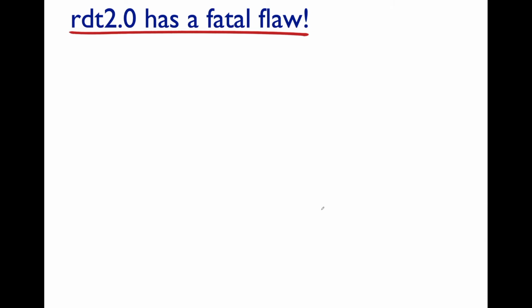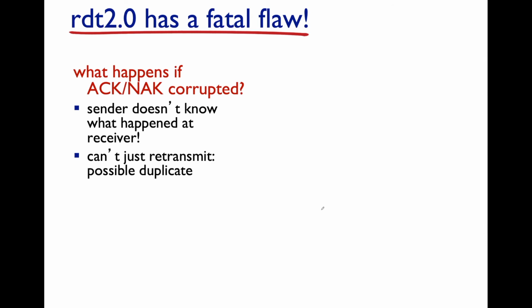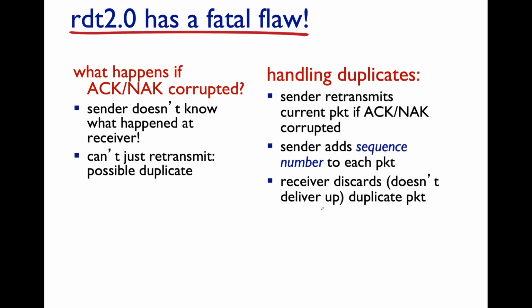And so we said that you can have corruption. Now, if you can have corruption in the message on the forward path from the sender to the receiver, that means you can also have corruption in the acknowledgments, the feedback that goes from the receiver back to the sender. So what happens then if your ACK and NACK get corrupted? If that occurs, the sender doesn't know what's going on at the receiver. It doesn't know if the receiver has gotten the message correctly or not. That feedback is missing. So it can't just retransmit a possible duplicate.